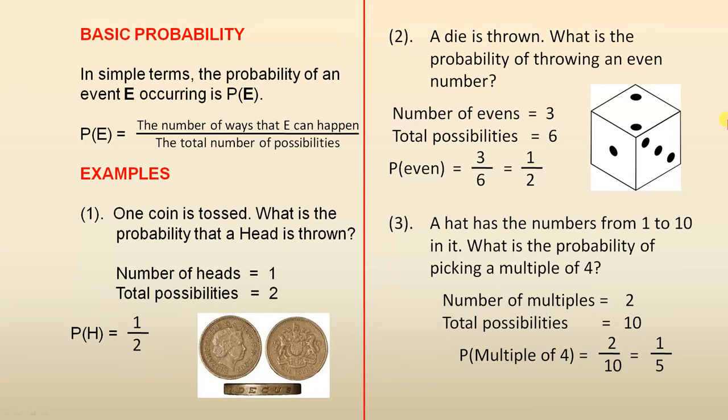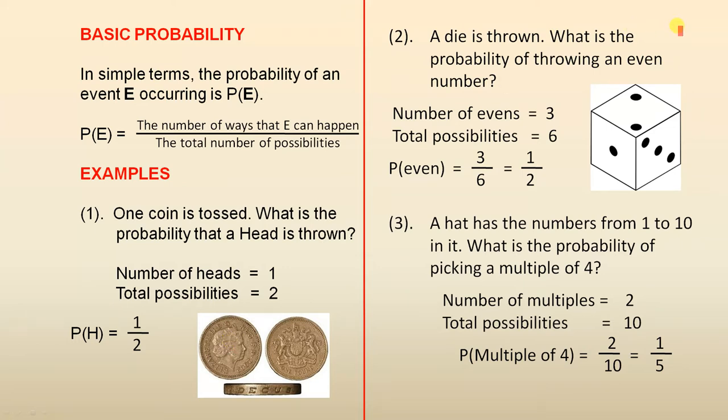Number 1, a coin is tossed. What is the probability that a head is thrown? So there's only one head, and there are two possibilities, so P(H) is a half. So there's two possibilities there, but just one head.